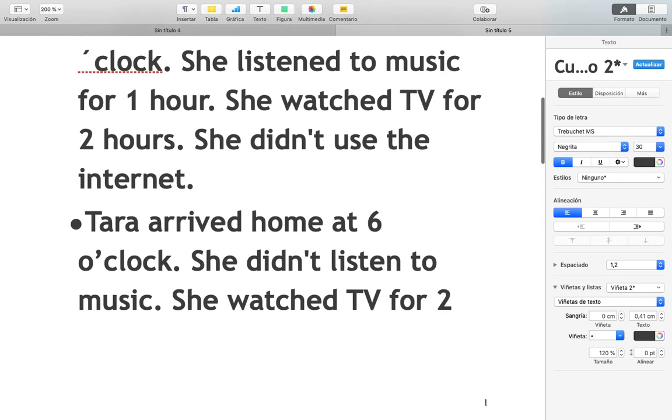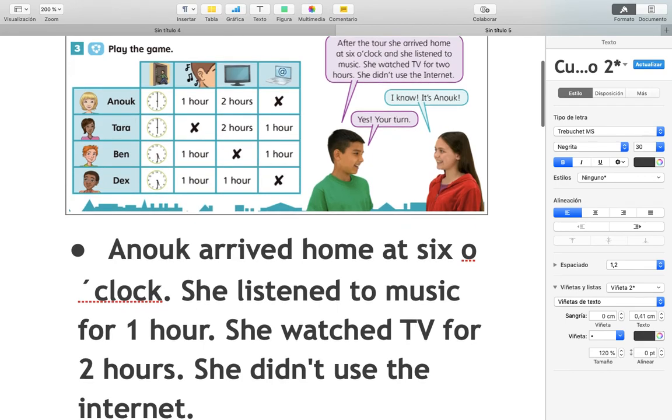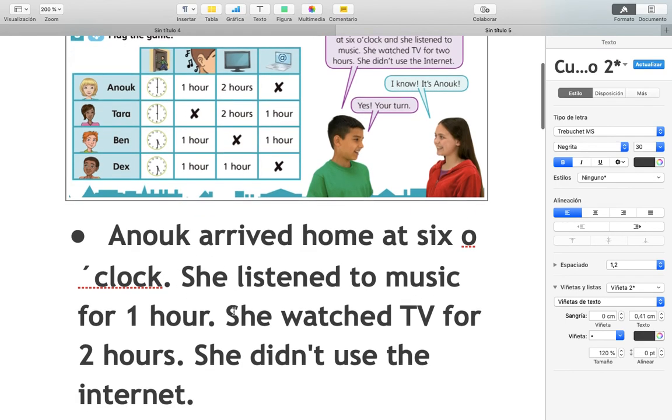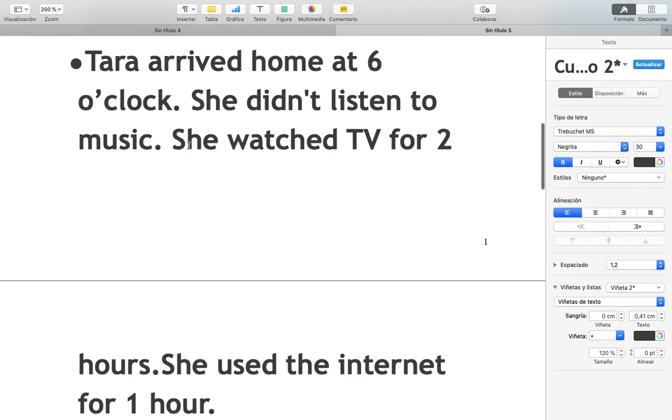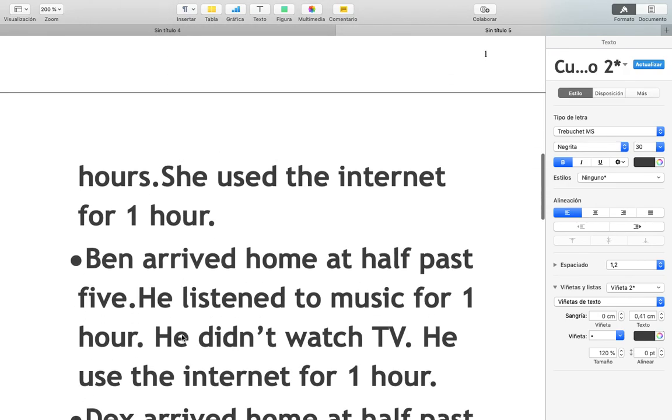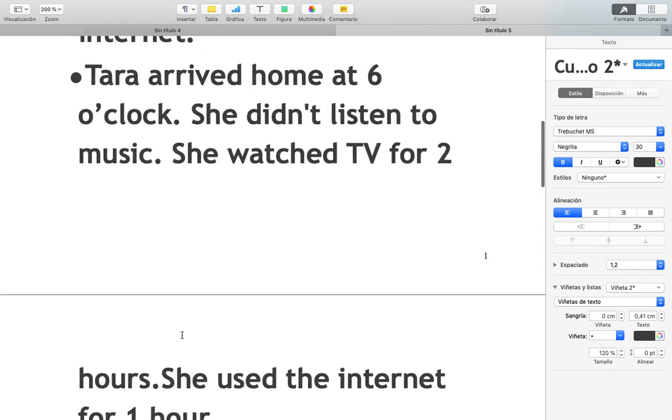Intentad hacerla vosotros mismos, vosotros solos. Solo, primero empezáis con el ejemplo echándole un vistacito y aquí intentar hacerlo vosotros. Y luego, auto-evaluation, self-evaluation. Y aquí os lo corregís vosotros. Esto se hará en la libreta.